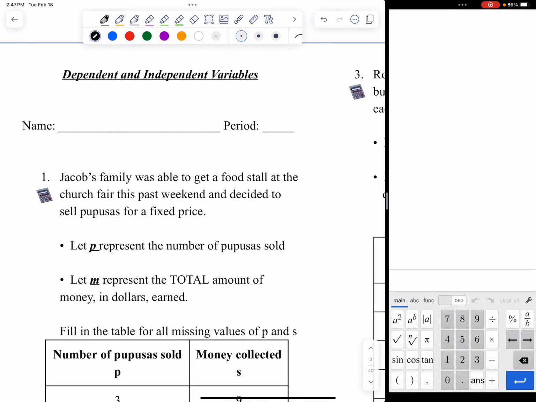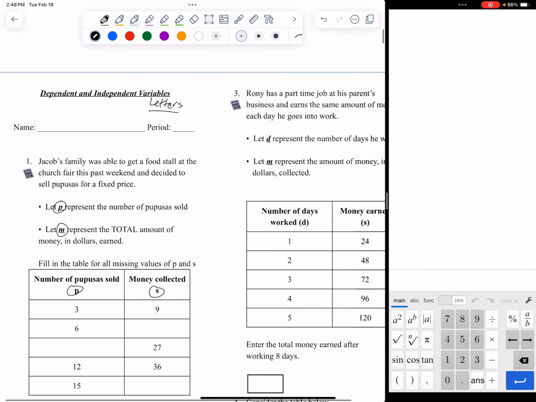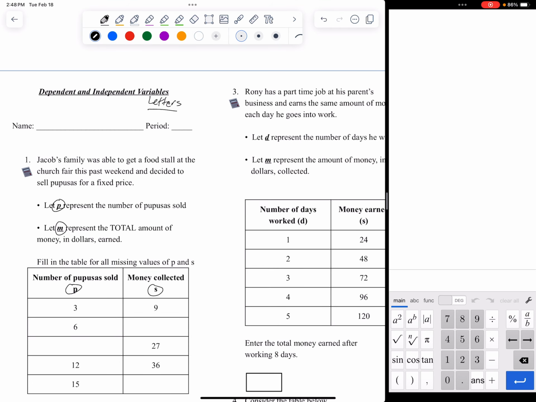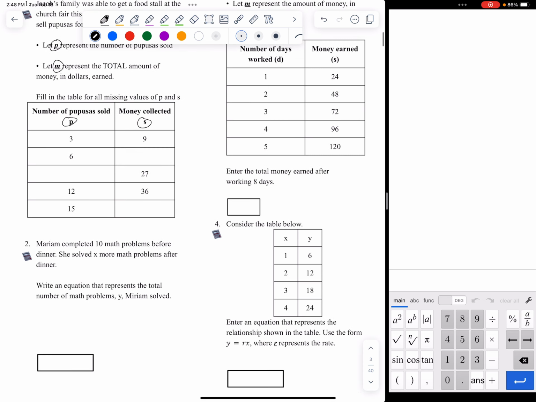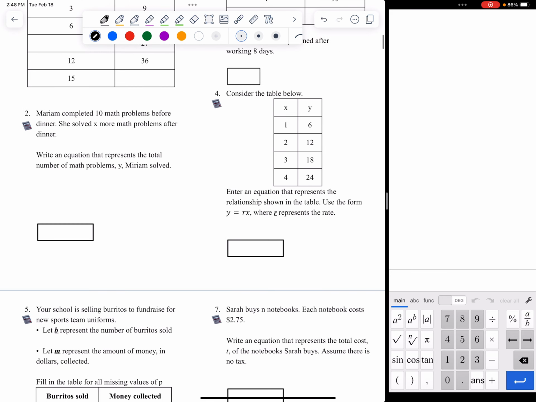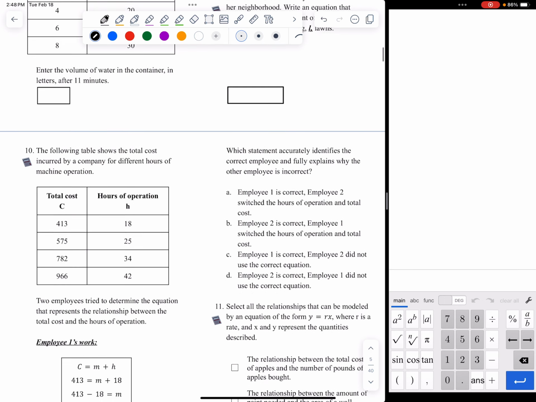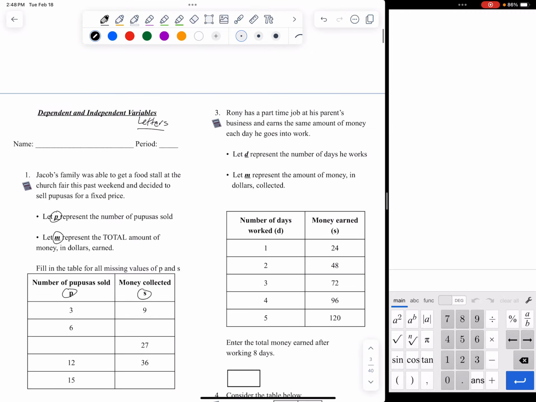Just a little heads up, when we're talking about variables, we're talking about letters. That's it. It's a fancy word for letters. And you can already see I got letters right there. I see a bunch of tables. I'm getting my head straight because a lot of these look very similar, and that means they're probably going to have the same style of questions and we're going to be doing the same style of work most likely. So let's go ahead and get started.